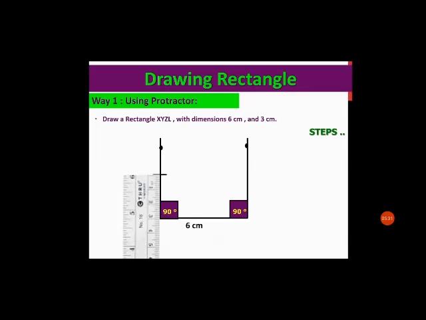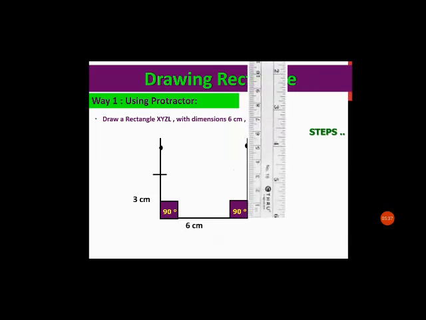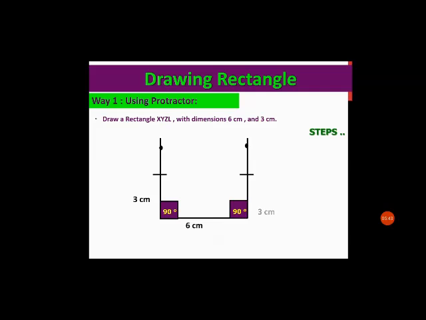So from 0 to 3. I'm going to measure 3 and make a dash. This is 3 centimeter. The other is 3 centimeter. Each two opposite sides are equal and parallel. Then finally I'm going to connect the two dashes I made. And if my drawing is accurate, it should be measured to be exactly 6 centimeter.